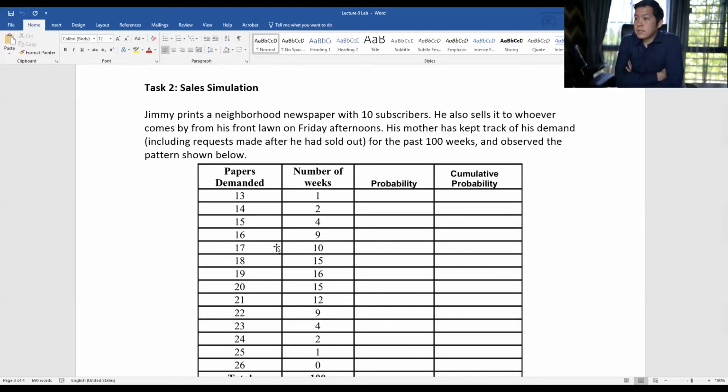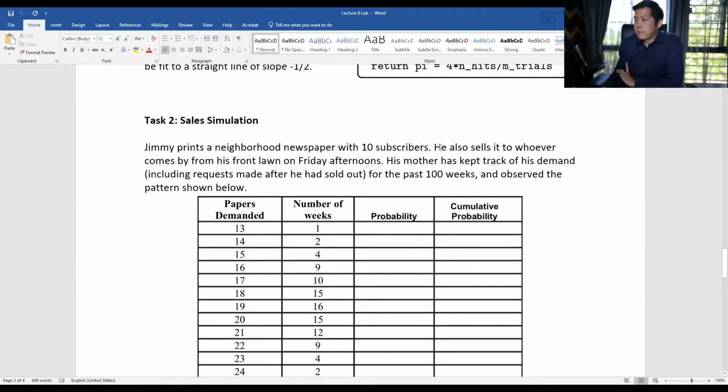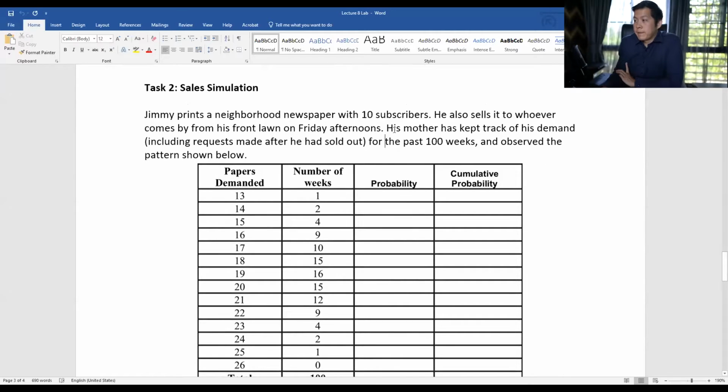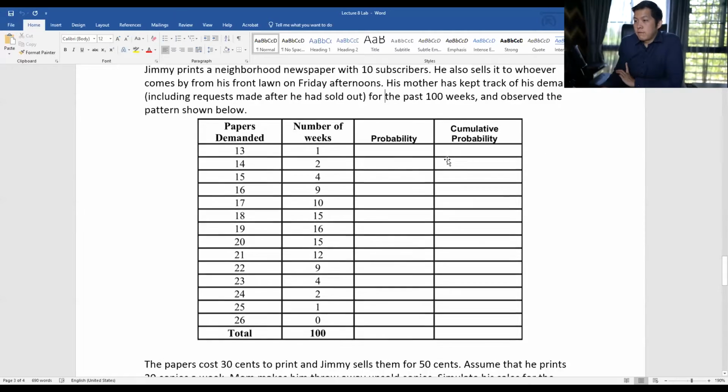The second task is cell simulation. You can say this Jimmy prints a neighborhood newspaper with 10 subscribers, right? Meaning that he has 10 subscribers. He sells it to whoever comes in front of the lawn on Friday afternoon, right? So there's the paper demand each week. Observe the pattern here.